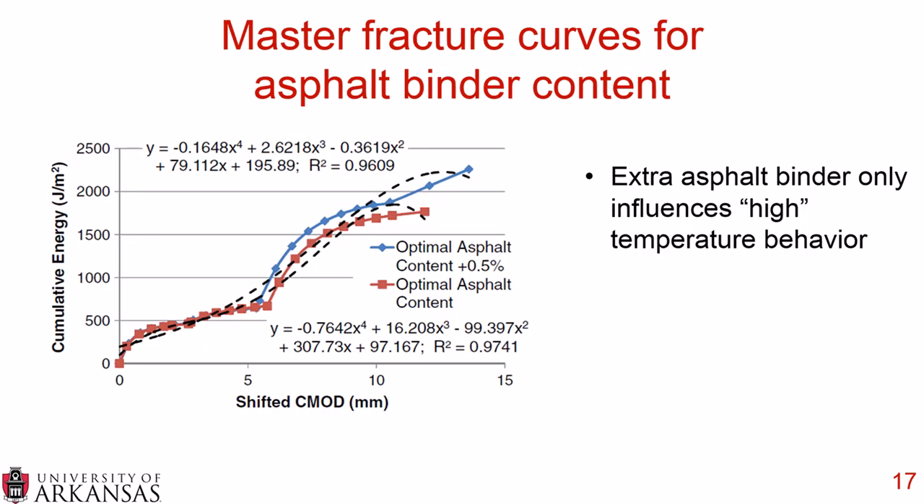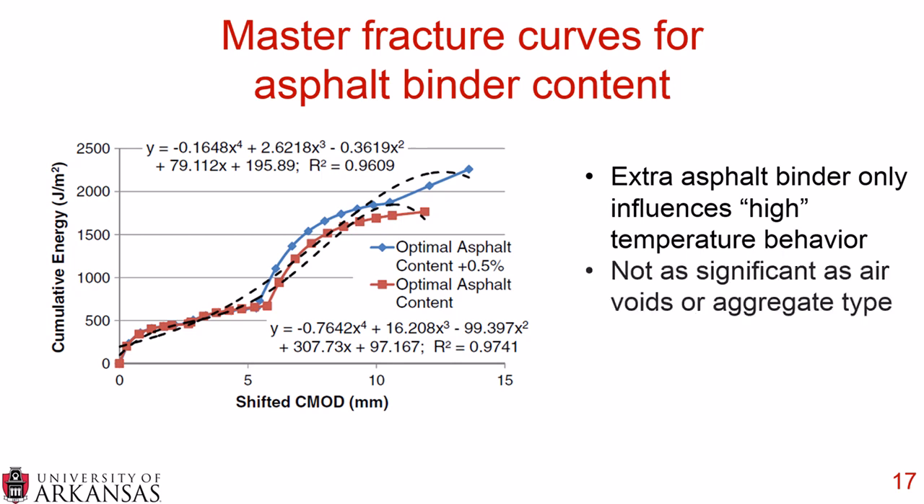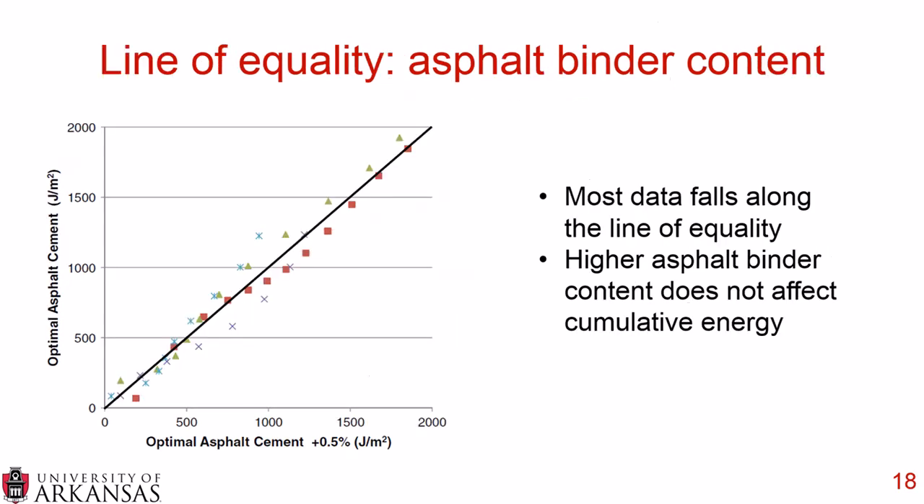And then finally, for the asphalt binder content, we found that the extra asphalt binder only influences the so-called high temperature behavior. The lines were almost right on top of each other for the low and mid testing temperature behavior. And we found that the effect of asphalt binder content was not as significant as air voids or aggregate types. And this really pops out with the line of equality. Most of the data falls on the line of equality, and that means that simply adding more asphalt binder does not seem to influence the cumulative energy significantly.